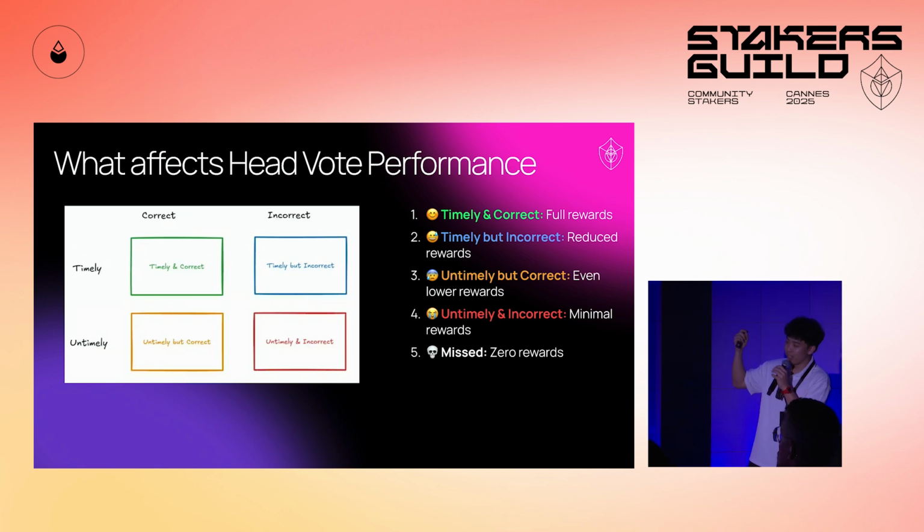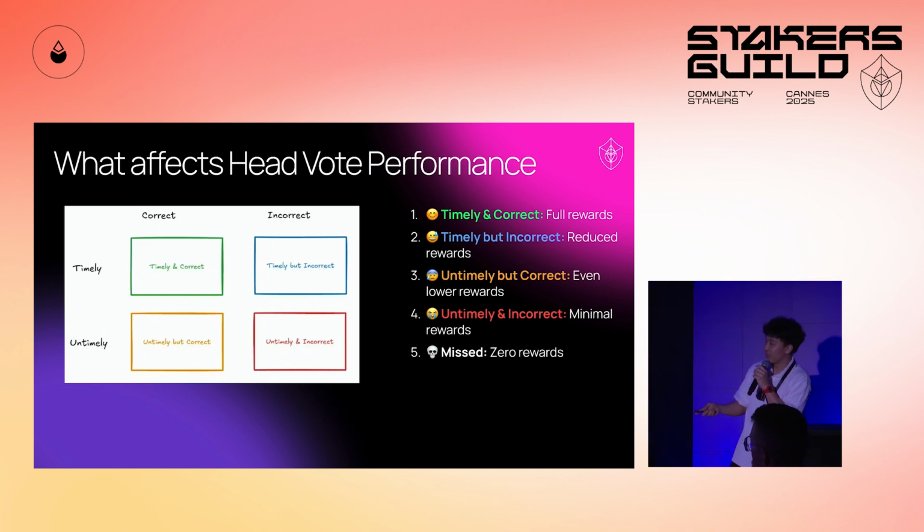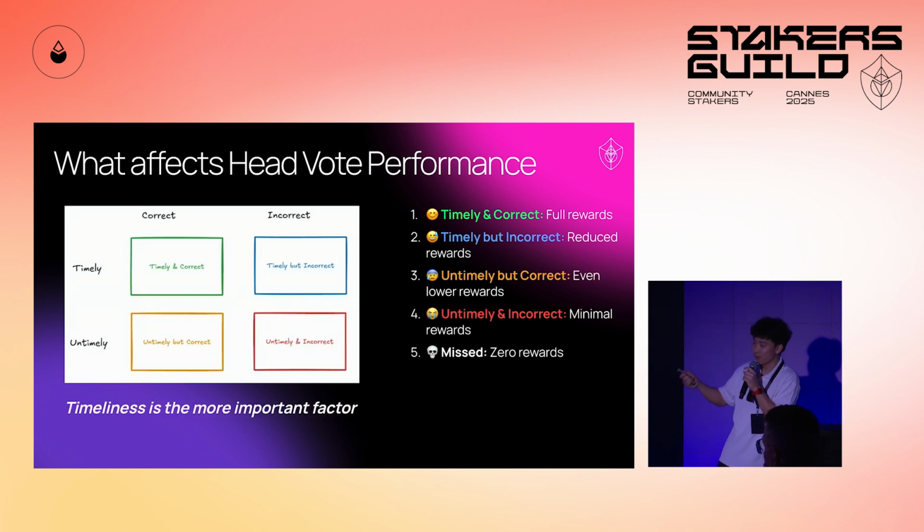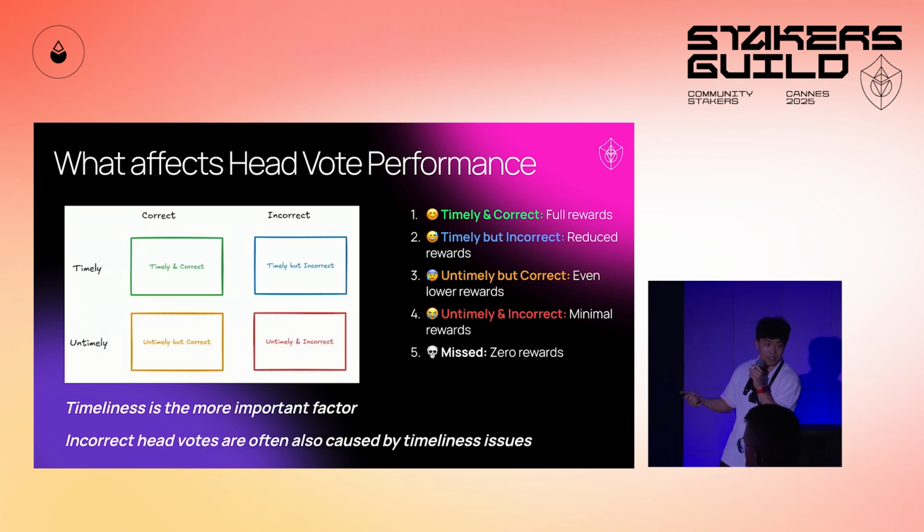All right. So your head vote, this is assuming you don't miss your duties. All right. Assuming you perform your duties, there are 4 categories you can fall into. It can be timely and correct, where you get full rewards. Timely but incorrect, you get reduced rewards. Untimely but correct, even lower rewards. Untimely and incorrect, minimal rewards. All right. So you might have noticed that timeliness is the more important factor here of the 2. And in fact, incorrect head votes are also caused by timeliness issues.